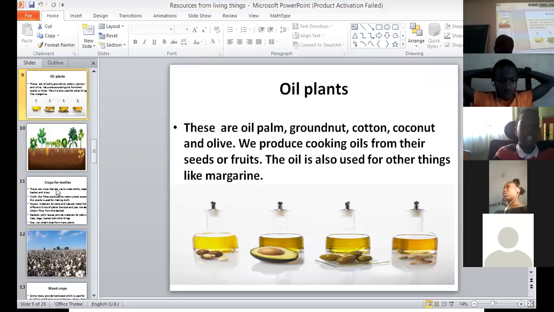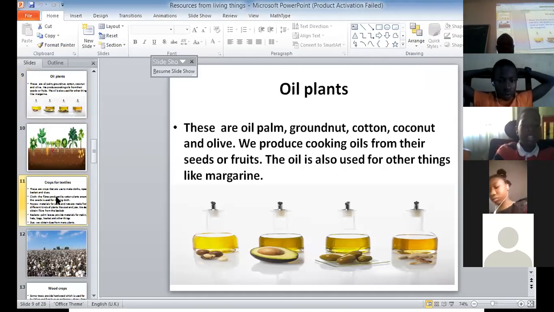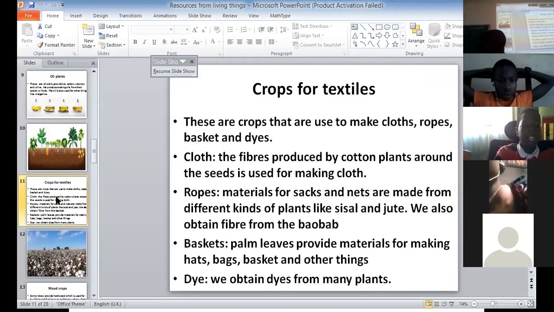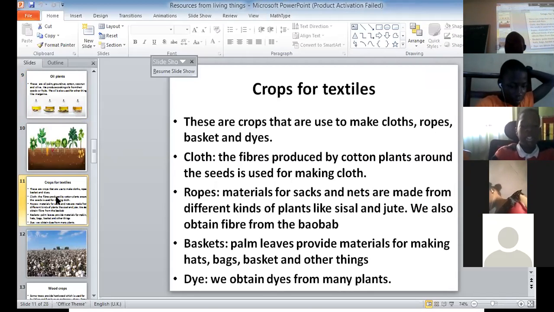Okay, now let's go to the one for textile. Crop for textiles. There are crops that are used to make clothes, rope, baskets, and dyes.